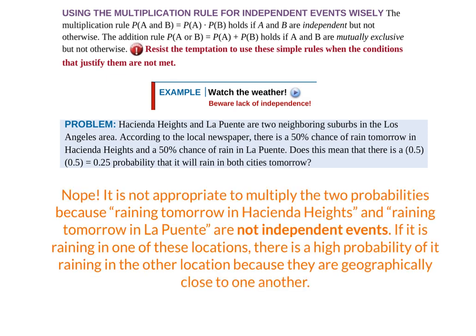Shouldn't shock you that the answer is nope. And I don't think you need to know a lot of statistics or probability to answer that one. But just to be clear, it's not appropriate to multiply the two probabilities because raining tomorrow in Hacienda Heights and raining tomorrow in La Puente are not independent events. If it is raining in one of those locations, it's likely raining in another because they are suburbs of the same city. So, because they're geographically close to one another, they are not independent events, so you can't just multiply their probabilities together to get the probability for both.